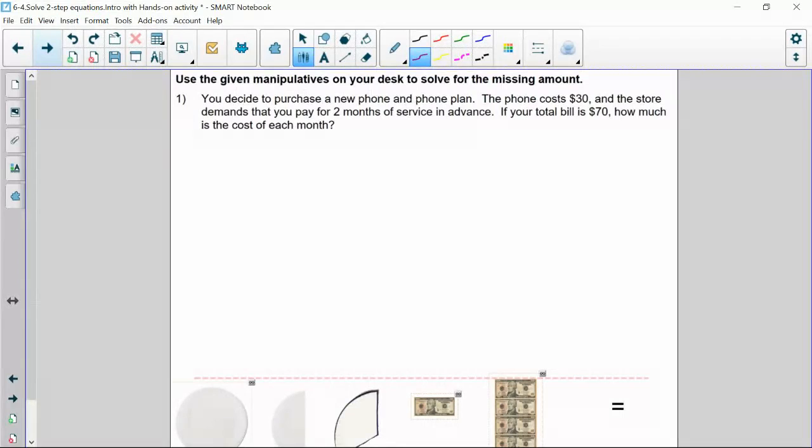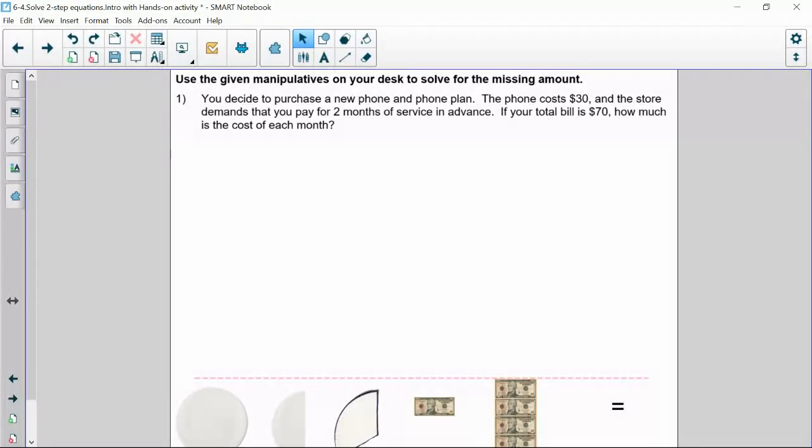All right, so say you're going to the store and you're trying to get a new phone and phone plan. The phone itself costs $30. But the store says, hey, we need you to pay 2 months of service in advance so that they know you're not going to just take the phone and then not pay your bill. So if our total bill is $70, how much is the total cost of each month?